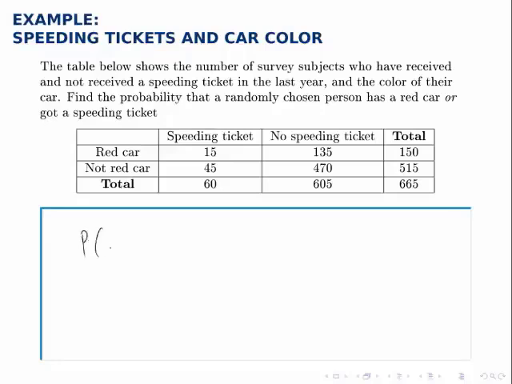The probability that they have a red car or got a speeding ticket is the sum of those individual probabilities minus the overlap.